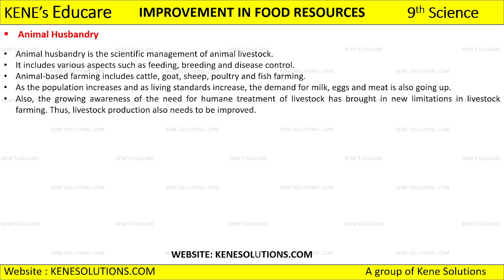Then as the population increases, what will happen? The living standard will increase. So as the living standard increases, the demand for milk, egg, meat will also increase, right? And the growing awareness of the need for the humane treatment of livestock will also increase, right? So thus we can say that livestock production needs to be improved. Okay.